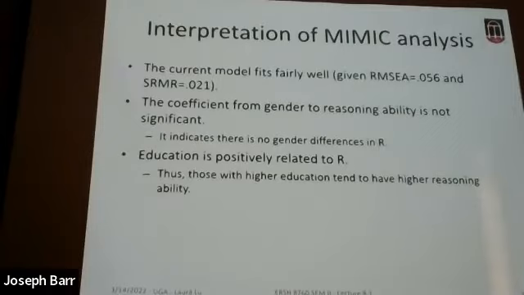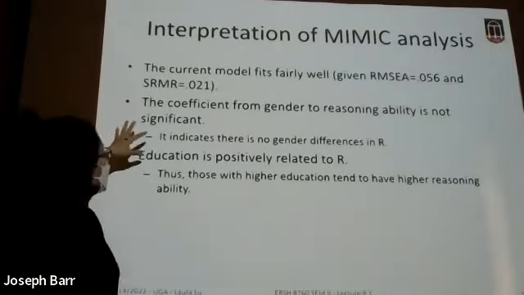So how are we going to explain the result? For example, the model fit: RMSEA is 0.056 and SRMR is 0.021. You can say that this is not a perfect model, but it fits the data fairly well. It's around 0.05, less than 0.08. Okay, it's not less than 0.05, but around 0.05. So you can say the model fits fairly well, not very good.